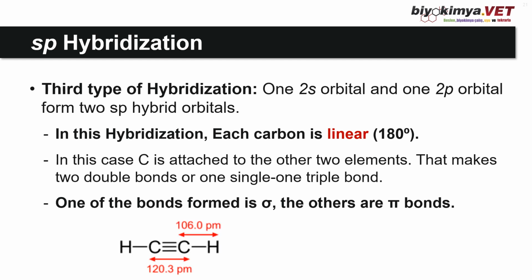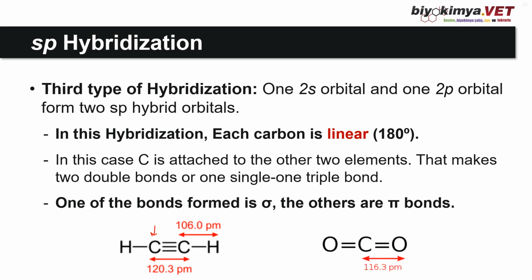And here is an example, acetylene, a hydrocarbon, and the carbons here are sp hybridized. As you see, one single bond and one triple bond occur in acetylene, which is a hydrocarbon compound with the chemical formula C2H2. And this gas has the ability to burn at high temperatures and is used in many industrial applications.